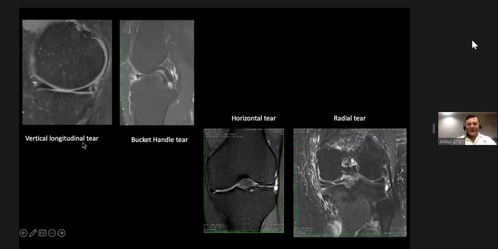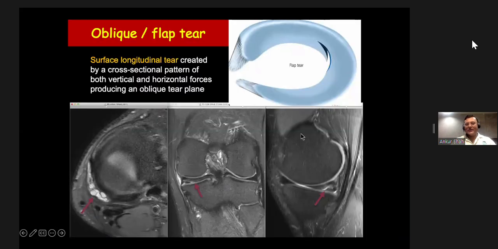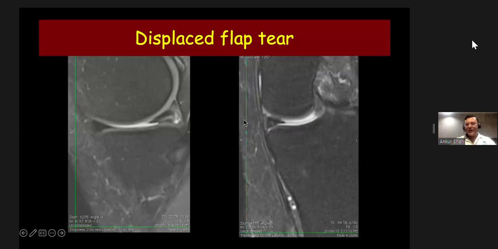So meniscal tear, you know about the different types of tear. I won't go into the detail. They can be vertical longitudinal. Some of them are bucket handle tears, or horizontal tears with parameniscal cyst, or radial tears. We know all these types, or even the oblique or flap tears, which reach up to the surface of the meniscus and can have an associated parameniscal cyst. They commonly occur, reach up to the free edge, and sometimes there is a displaced flap tear. So these are the tears which have abnormality of the shape of the meniscus, not just the signal. Abnormality of signal can be seen in many conditions in the meniscus, but whenever the shape of the meniscus is abnormal, that is a 100% sign of meniscus tear.